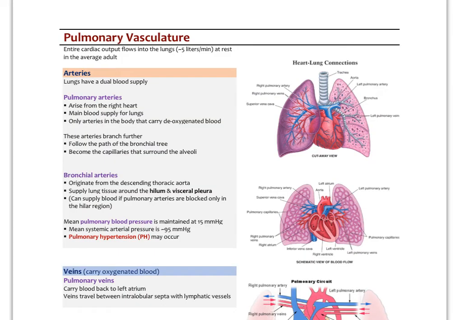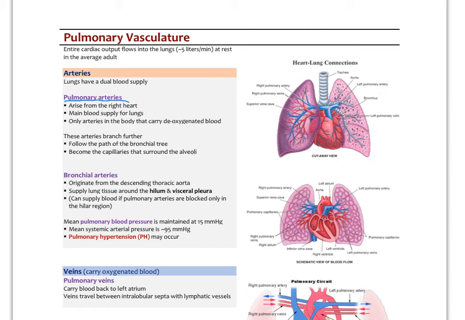Now I just want to say a little bit about the arteries and veins and nerves of the lungs. So the entire cardiac output flows through the lungs from the right heart to the left heart. That's about 5 liters per minute at rest in the average adult. The lungs have a dual blood supply. So we have first the pulmonary arteries. Now, this is the only artery in the body that actually carries deoxygenated blood. So it's carrying blood from the right heart, and it is carrying all that deoxygenated blood to the lungs.